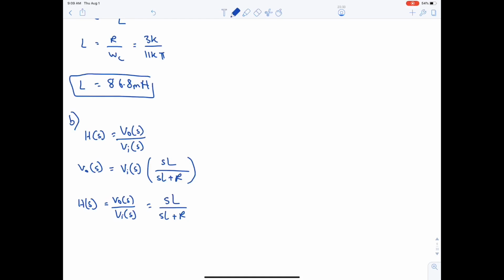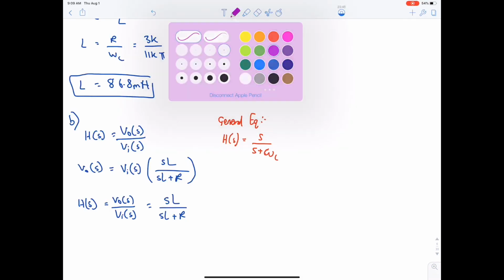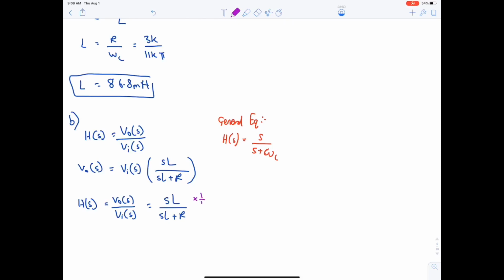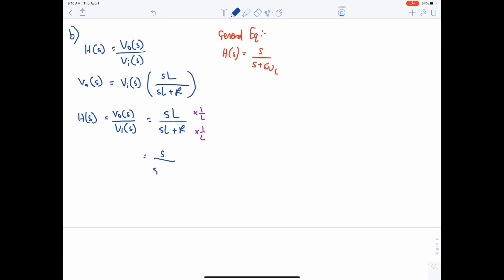But don't forget to put it in the general form. What is the general equation? It's H of S equals S over S plus omega C. So S has to be by itself, whereas here we have an L. We need to get rid of L. So we will multiply by 1 over L, and you will end up with S over S plus R over L. This is the transfer function.